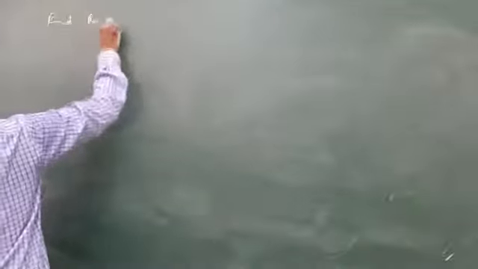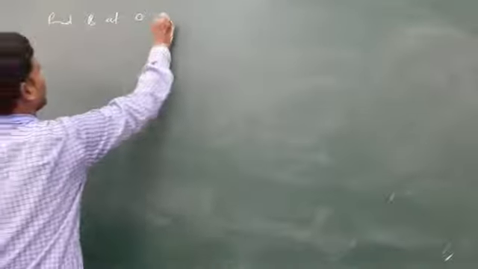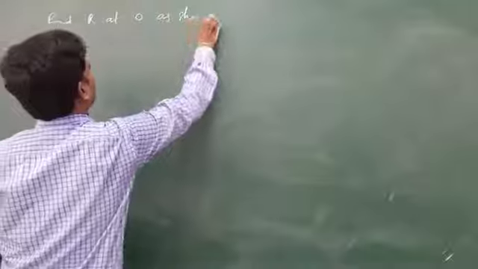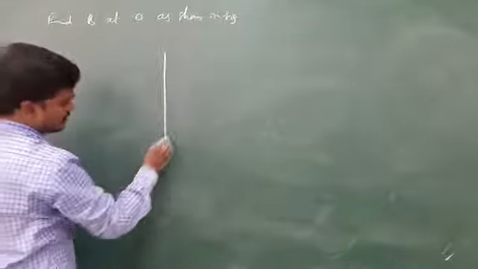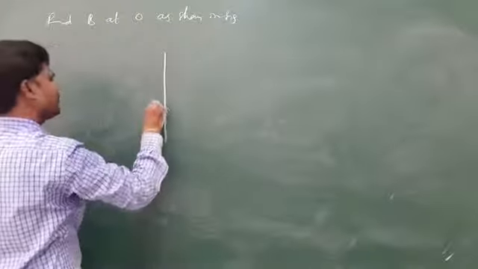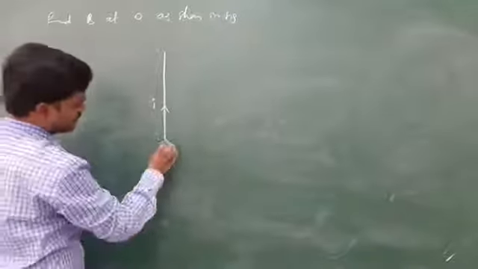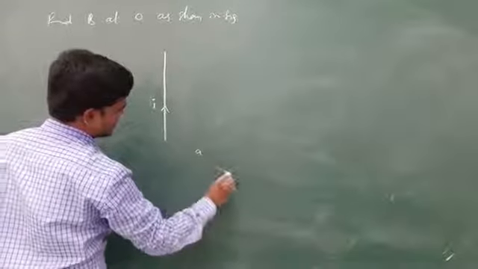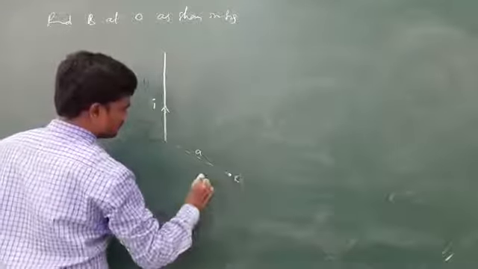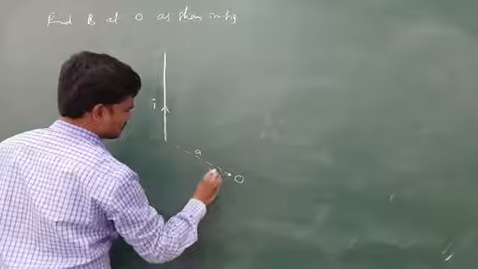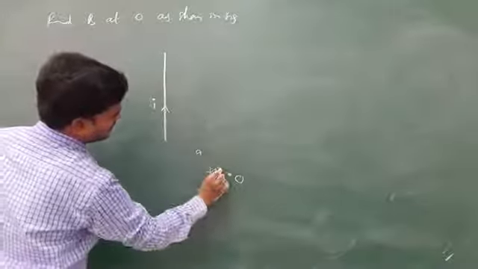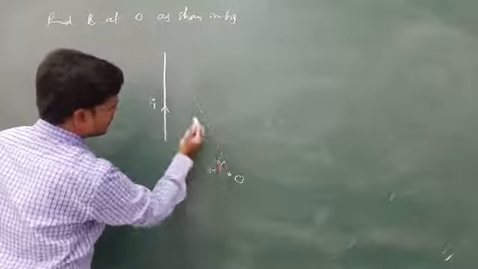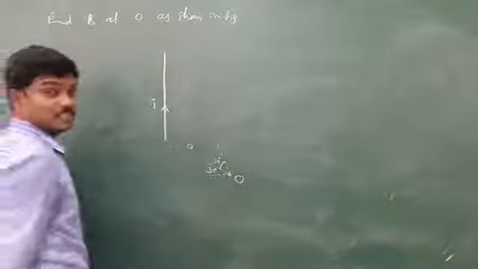Now again the same, one more. Find B at O as shown in the figure. So learn all these varieties. They give the diagram. This is the current-carrying conductor, carrying current I. They are giving this is A, this is O, and this angle is 30. They mention everything. So they are asking to find the magnetic field at this O.